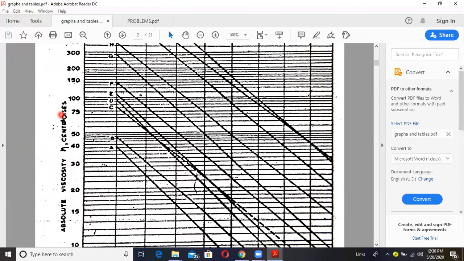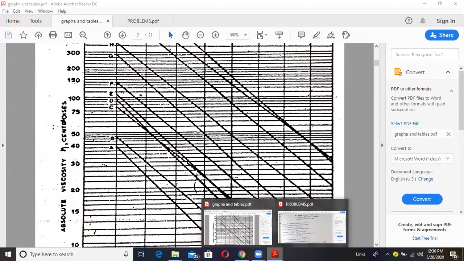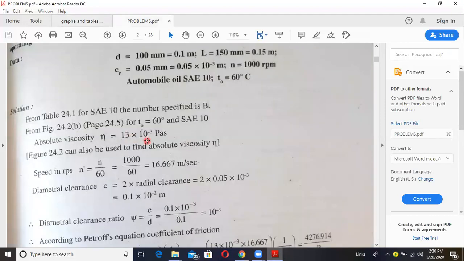It is in centipoise. Therefore 13 into 10 to the power of minus 3 Pa·s. So we are converting centipoise into Pa·s, which is 10 to the power of minus 3. You have to multiply. Therefore, absolute viscosity eta is equal to 13 into 10 to the power of minus 3 Pa·s. In this way you are going to calculate eta. If you make any mistake in the calculation of eta, then the remaining steps will give a wrong answer.